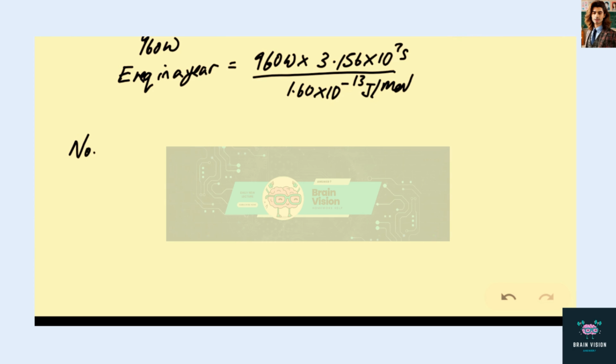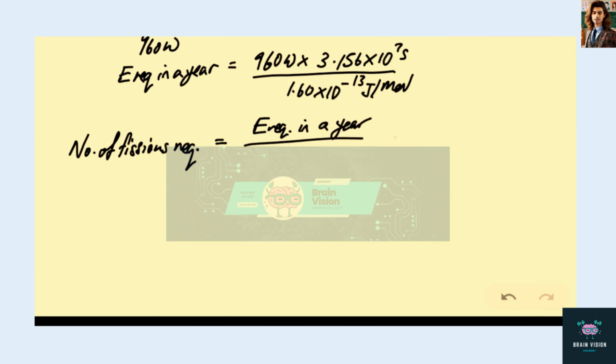So number of fissions required, we just have to take the energy required in a year, and we divide that by the energy released per fission, which is 200 MeV. Putting it into the calculator, we should be able to get the number of fission reactions, but what we want to really find is the mass of uranium-235 that's required.